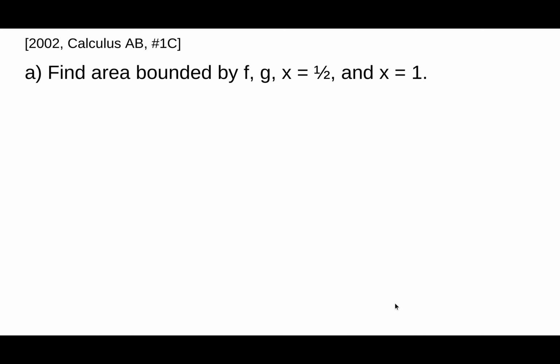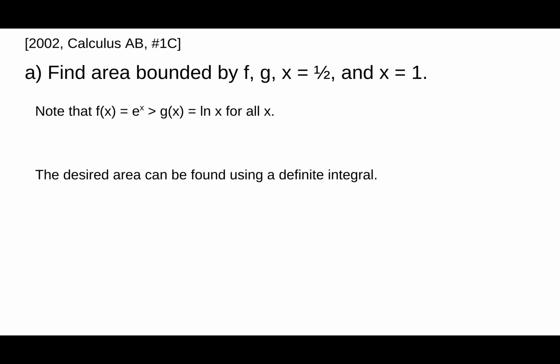Now, in the question stem, we're given that f of x is actually just the function e to the x, and g of x is the function natural log of x. If we understand anything about these graphs at all, we know that e to the x is greater than the natural log of x on this interval. If you don't know this, you can always graph these two functions on your graphing calculator to determine that. Either way, you have to understand which one is on top so that we can set this up appropriately.